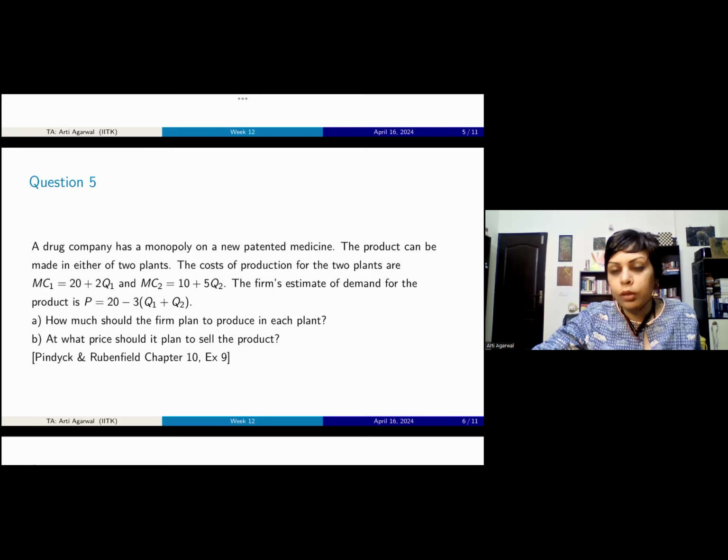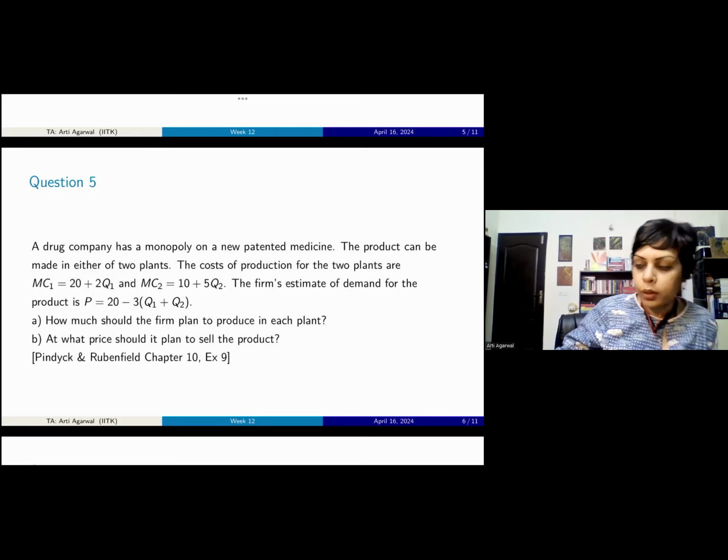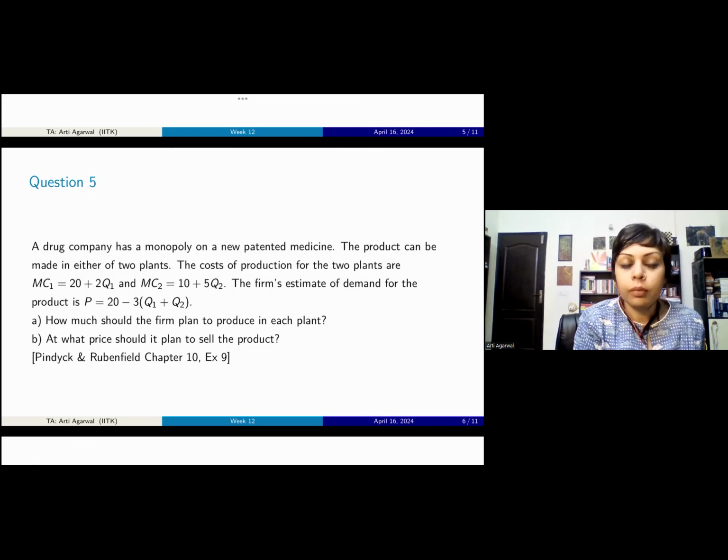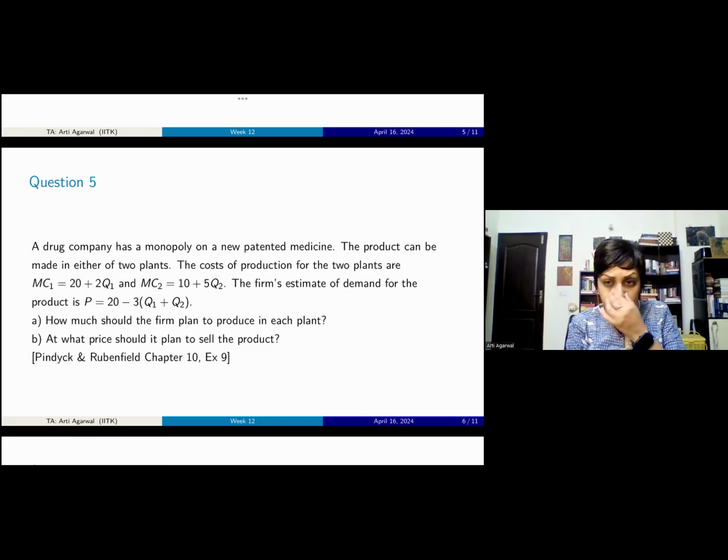So, I'll come to your question. What the firm will do is choose some quantity Q1 and some quantity Q2 for each of the two factories. Now you can see that the marginal cost here is not constant. If the marginal cost was constant, this problem becomes a whole lot simpler, and it's possible that you will encounter those kinds of questions.